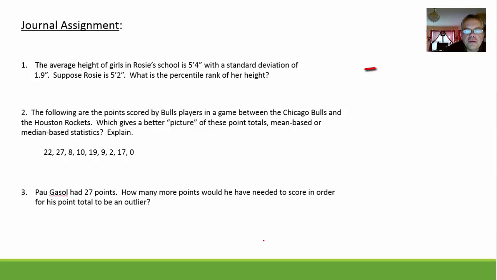So the first one is very much like the first question. The average height of girls in Rosie's school is 5'4" with a standard deviation of 1.9. Rosie's 5'2". Find her percentile rank. Then the next 2 questions are like question 6 from the quiz. Here are the points for the Chicago Bulls players for the last game against the Rockets. So first, decide whether we should use the mean and standard deviation or median and IQR. And then for question 3, Gasol was the guy with 27 points. How many more points would he have needed to have in order to be an outlier? Okay, go for it.